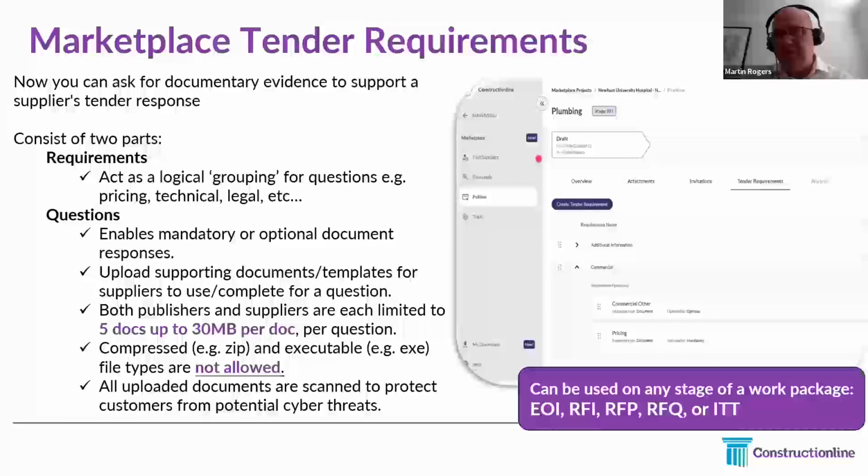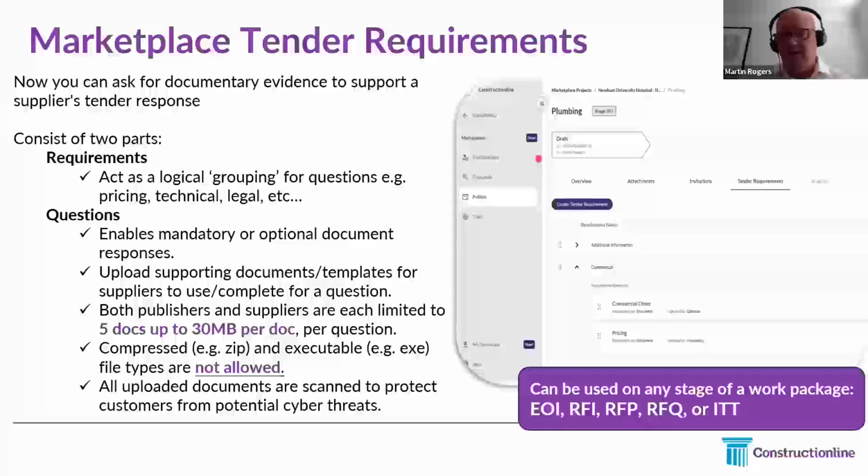From the publisher's side and also from the supplier side, you're limited to 5 documents per question, and each document may be a maximum of 30 megabytes. We feel that that's plenty to start with and to be getting on with per question. So again, if you've got 3 questions, as the publisher you can have up to 15 documents, and then the supplier could potentially respond with 15 documents in total as well for you.